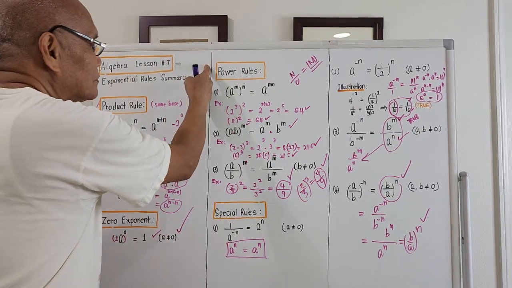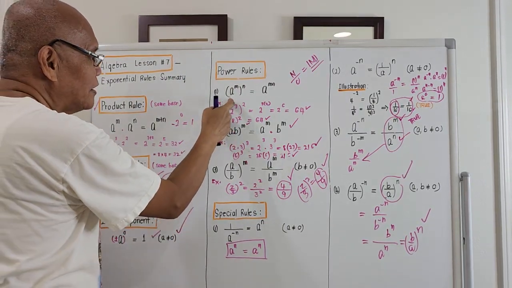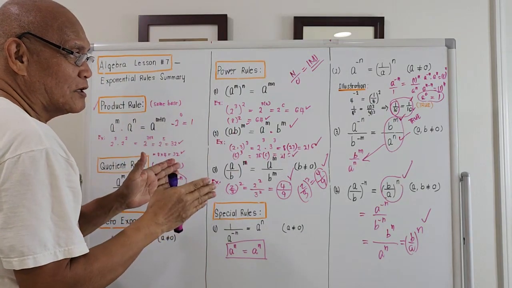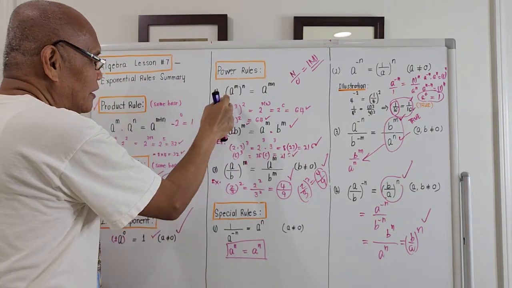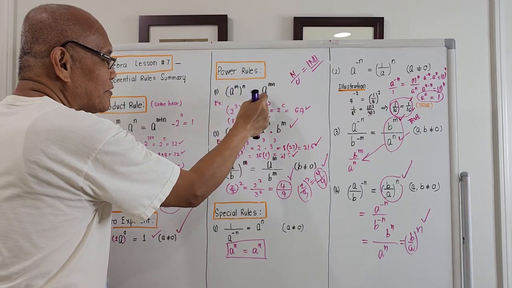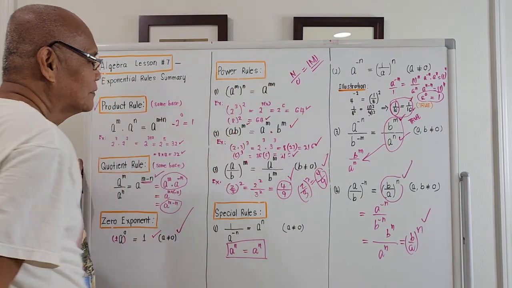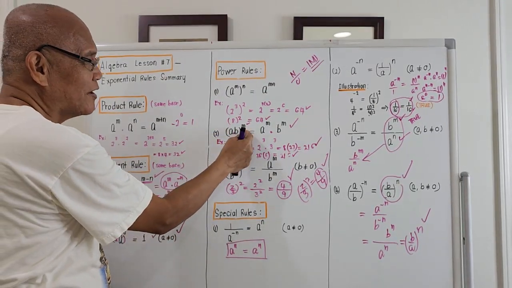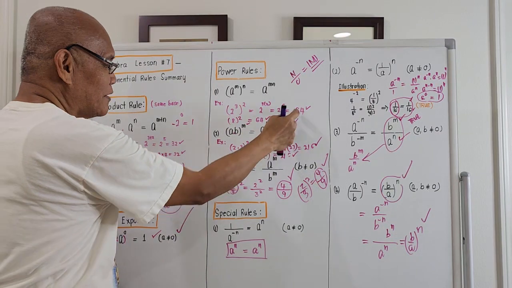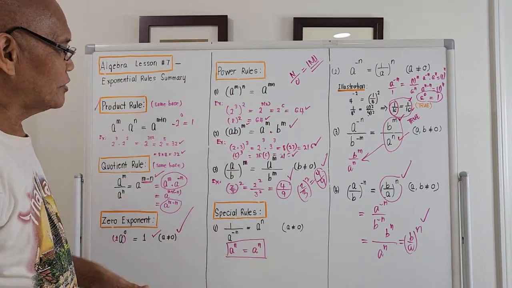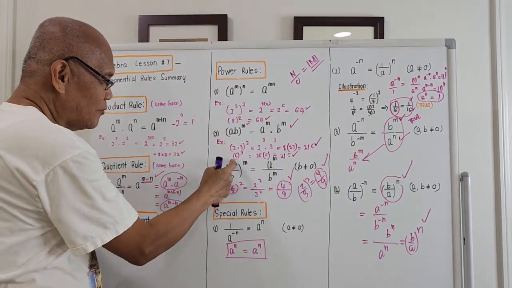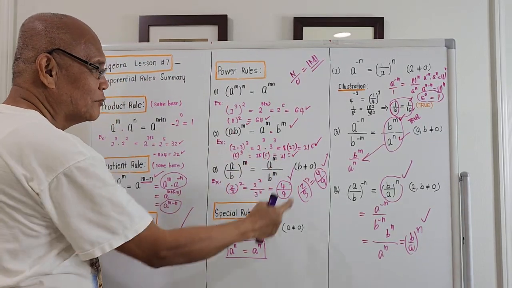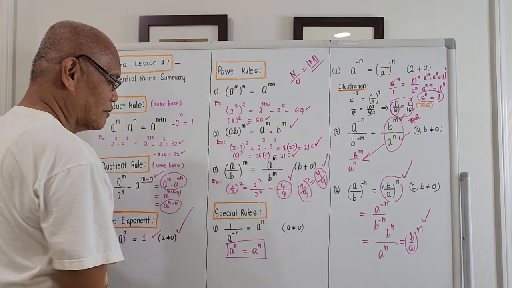Power rules, the quantity a to the m, raise that again. It's a double quantity. We raise it 2 times, right? a to the m raised to n should be same base to the product mn. Different base, the product ab raised to m should be a to the m times b to the m. Under the quotient, same base, this is a over b raised to m should be a to the m over b to the m, with the given condition that b should not be equal to 0.